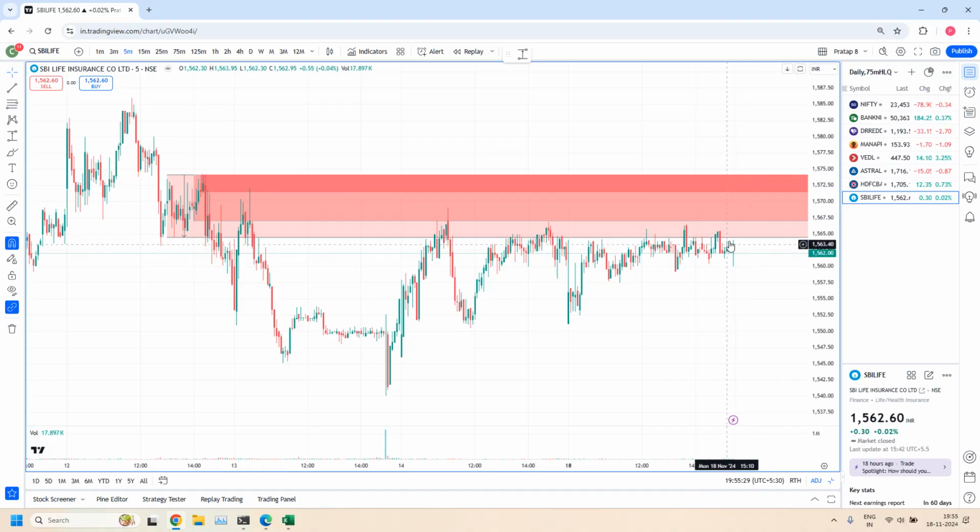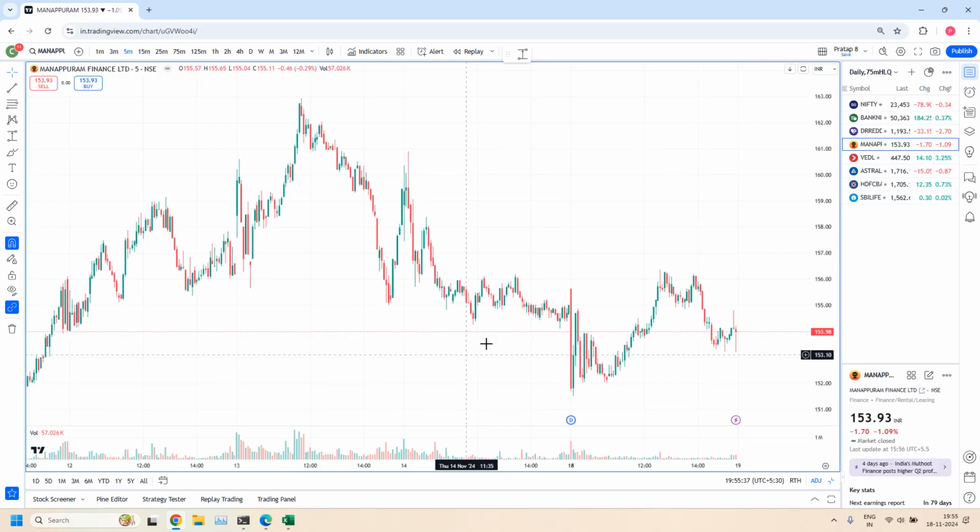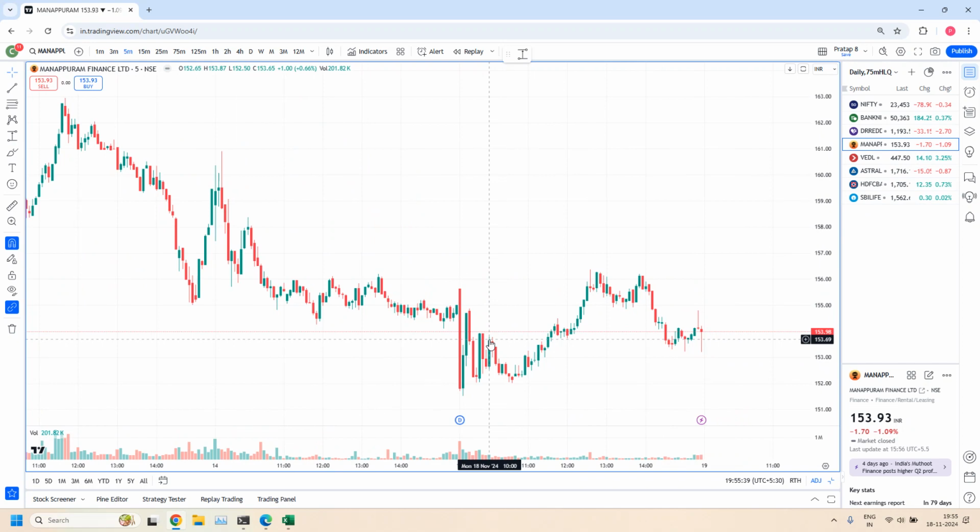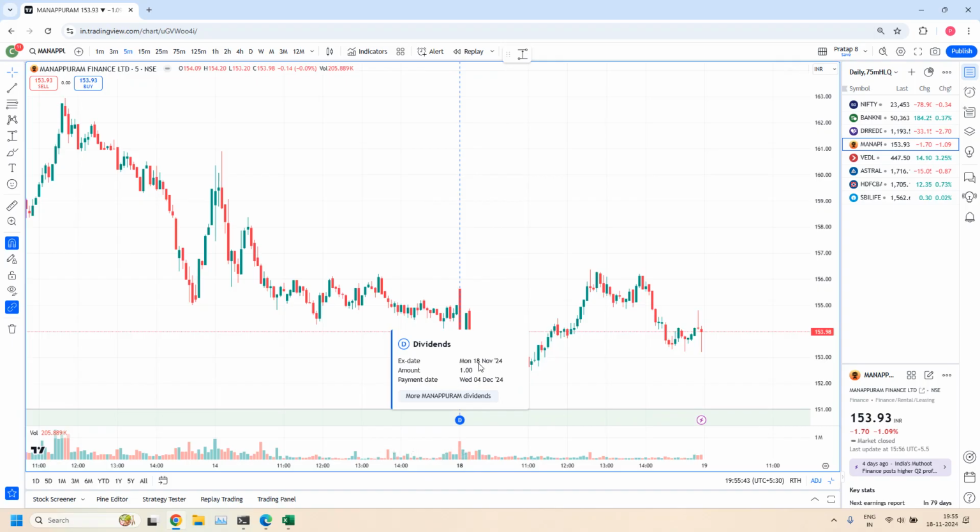Okay, anyway, SBI Life did not enter that area today. Anything we missed? Yes, one more: Manappuram. Something interesting today is that there is a dividend adjustment, so the price will change. How much dividend have they given? 1 rupee. Because of that, the prices will be changed.